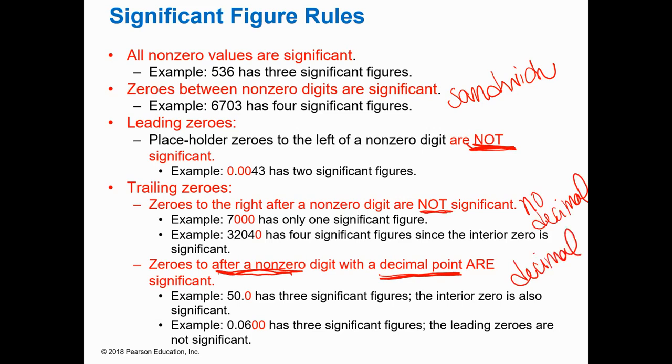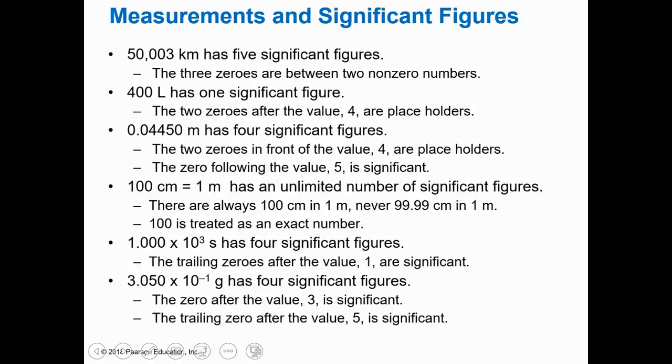And remember, trailing means they're at the end. Okay, so here are some examples you can look through. Here we've got the sandwich rule, so all of them count. Here we've got the trailing. They are not significant because there's no decimal. Here we've got leading, so those don't count, but this last one does because there's a decimal and it's after a non-zero number. So this one has 4.